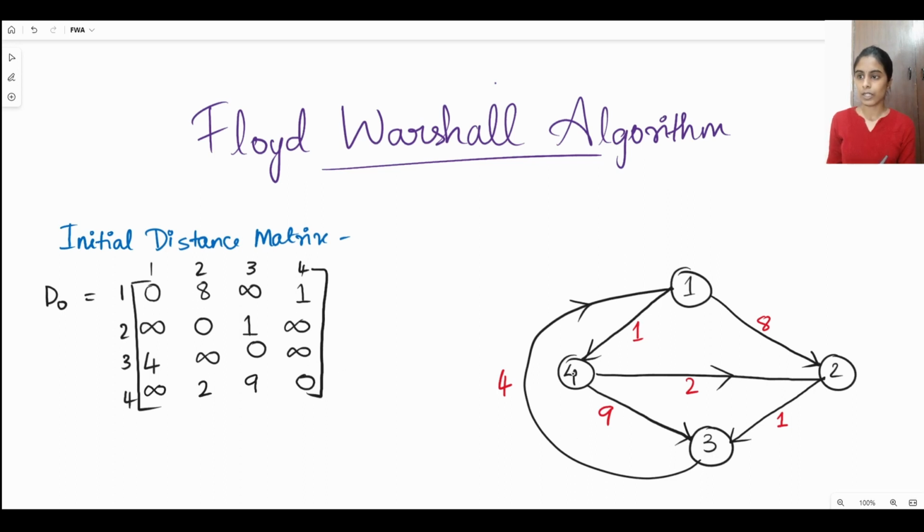4 to 1, similarly, we have no edge, so infinity. 4 to 2, there is this edge, so we give the weight 2. Then 4 to 3, we have an edge with weight 9. So this is our initial distance matrix D0, where we have entered the diagonal entries as 0 since there are no self loops. So no self loops means the matrix entry is 0.